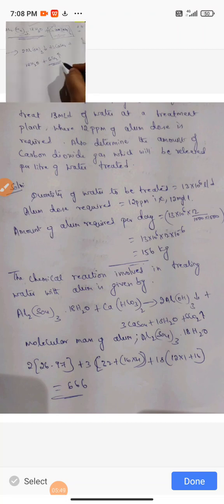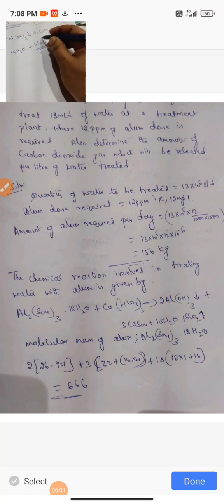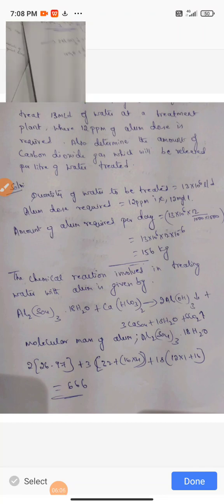So 6CO2, we have to find out the amount of carbon dioxide gas which will be released per liter of water treated. I think now you understood the concept. This is the formula. This is the basic.